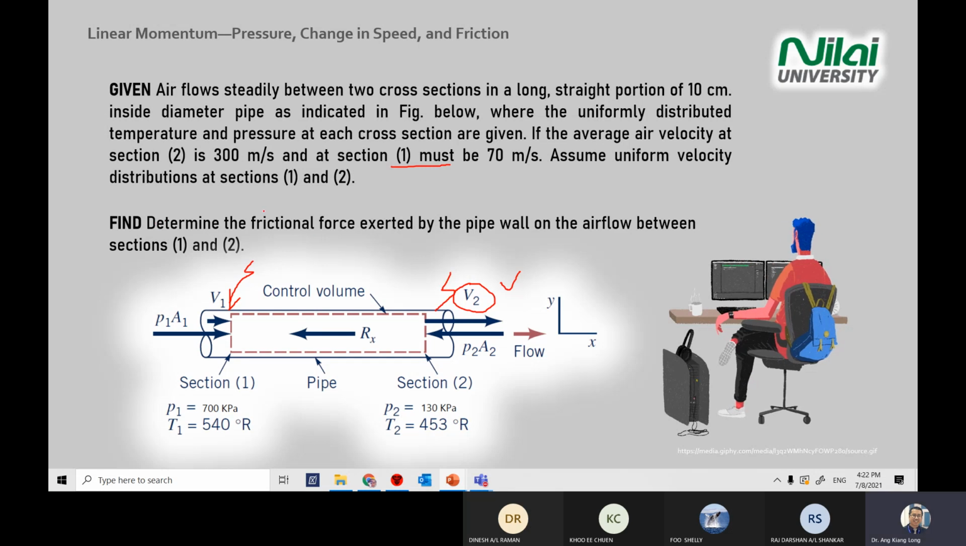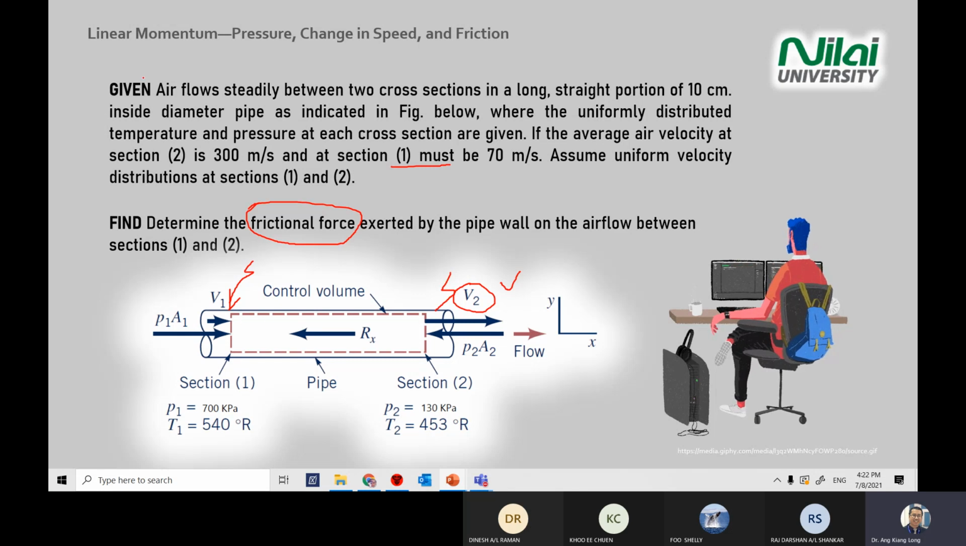You need to determine the friction force exerted by the flow on the pipe wall in section 1 and 2. So there's an Rx there. Rx is the friction force. Why do you know that Rx is a friction force? Because your flow is going from left to right, and friction is always against the flow. So Rx is a force that goes against the flow of your water.